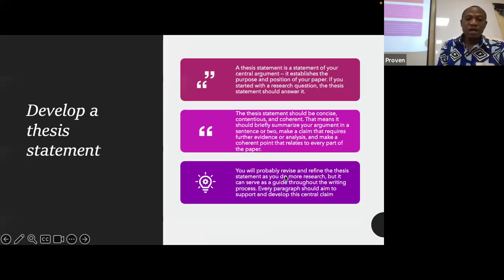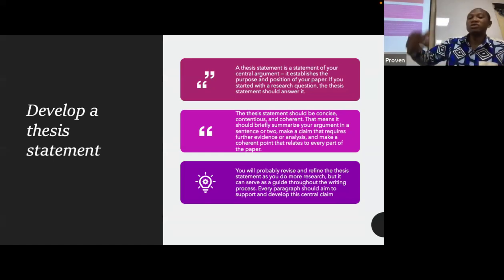Okay, so these research questions will now lead you to develop your thesis statement. And that's the statement of your central argument. It entails the purpose and the position of your paper or the research work that you are doing. If you started with a research question, the thesis statement should be able to answer it. I think I will just show some examples on the next slide.